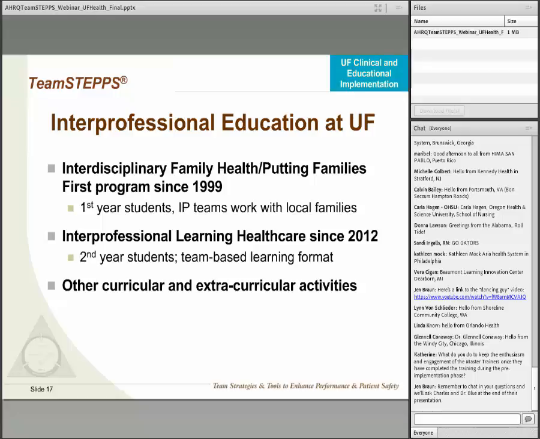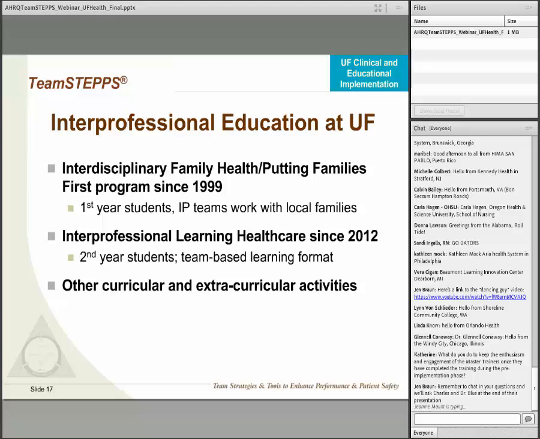interdisciplinary family health, or putting families first, actually began in 1999. And it involves our first-year students. It's now required for the vast majority of our first-year students. And they work in interprofessional teams with local families. And then about 2012, the Health Science Center colleges decided to implement what we call interprofessional learning health care.